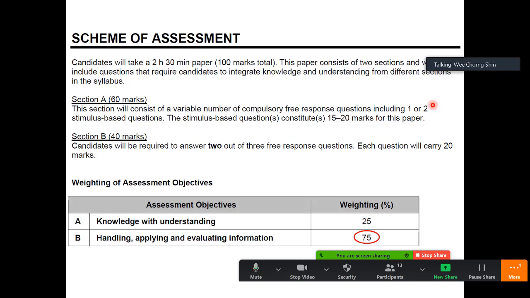But before that, we might want to pay attention to the scheme of assessment. You'll notice that the A-B ratio is actually 1:3, compared to 4:6 or 2:3 in the old syllabus. So the stimulus-based question, which constitutes between 15 and 20 marks, is very heavy on the B skills, application skills. Just something to have in mind when you're crafting the questions, because the stimulus-based question will probably take out all your B percentage.